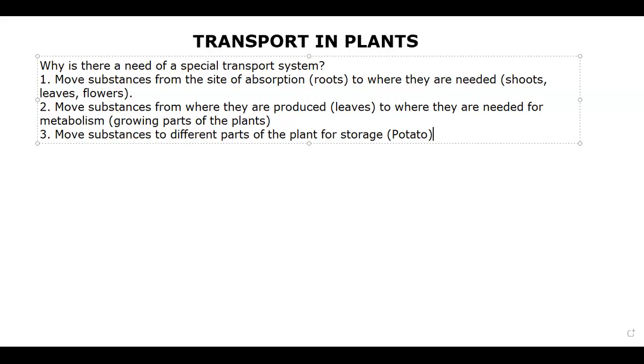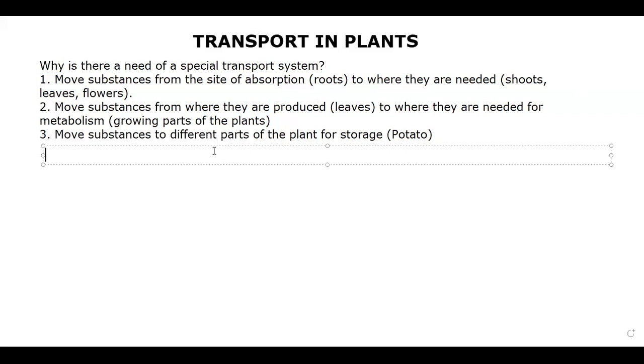So we require a transport system. Now the question comes: what does the transport system include, or what is the transport system? We understand why we need a transport system, but what is this transport system that we are studying? The name of the transport system and a few basic points you have already studied in your IGCSE. There are two transport systems, as you know.